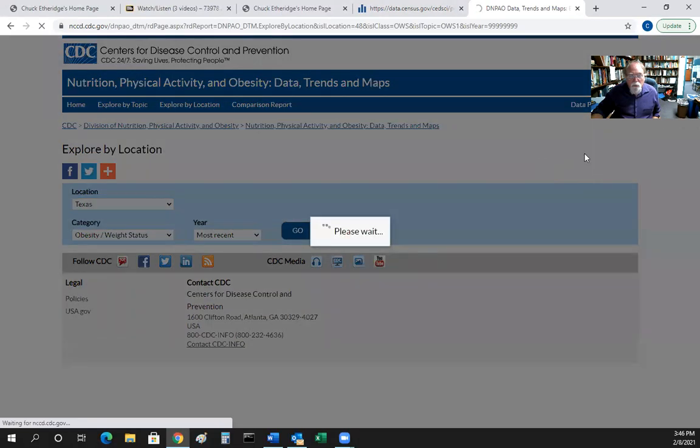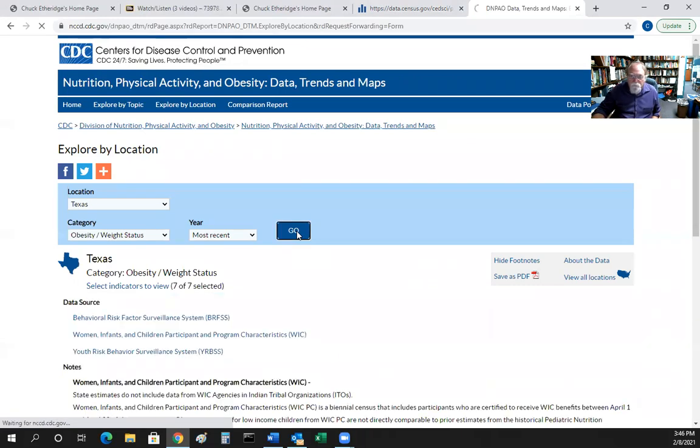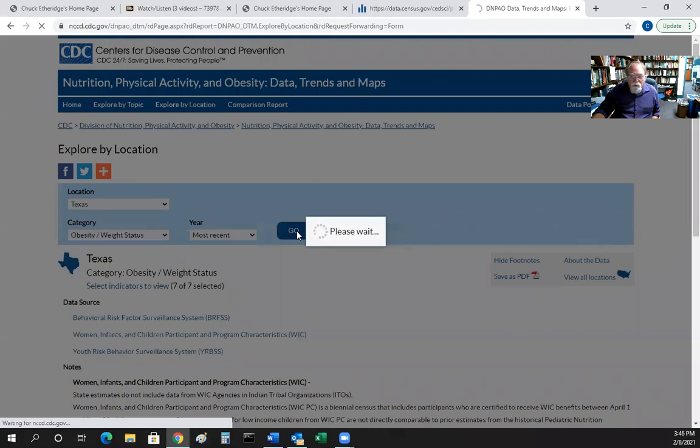And then we have categories. So let's look at some of these categories as well. We have obesity and weight status, and we obviously know that if people are obese, they have more health problems as well. So let's just look at what we see when we look at Texas.